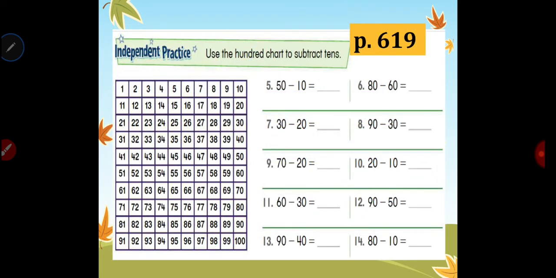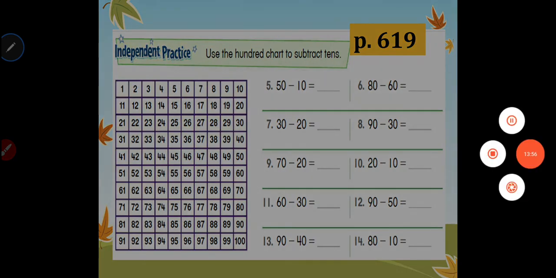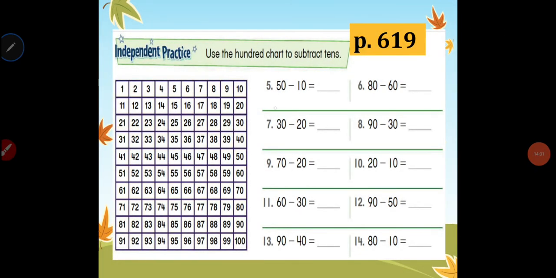Good job! Now, let's move to page 619. On page 619, we can see that there are 1, 2, 3, 4, 5, 6, 7, 8, 9, 10 questions. In here, I would like you to just answer with me 2 numbers. The first number is 5, right? There is 50 minus 10 is equals blank.